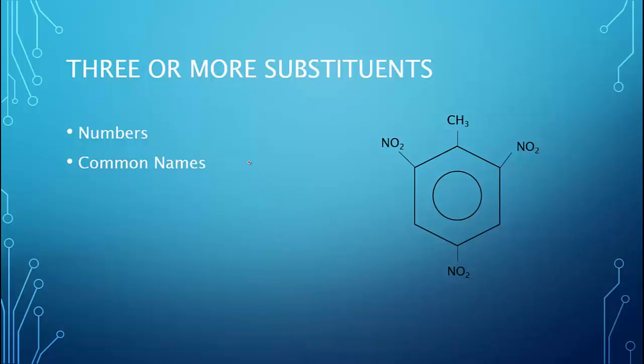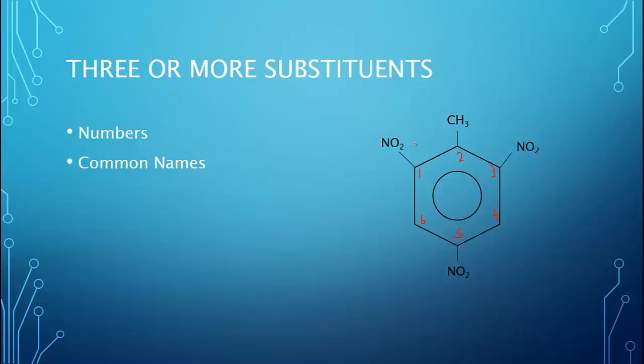At last but not least, we got our third case, the 3 or more substituent case. Here we have two options again, numbers and common names. In numbers, we will number in the most convenient way, so here it would be 1, 2, 3, 4, 5, and 6. We number it this way because we get the lowest values.